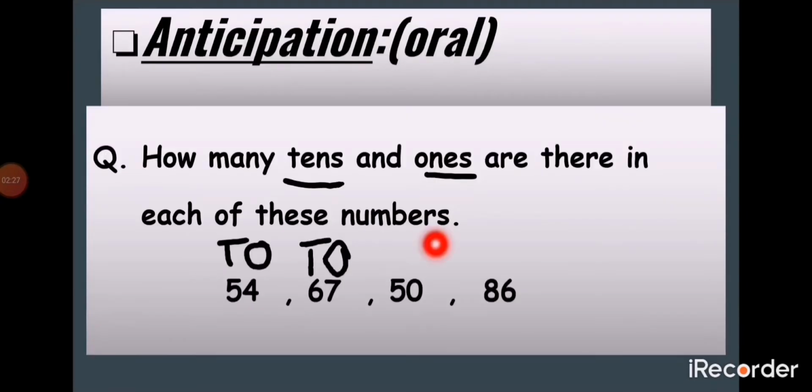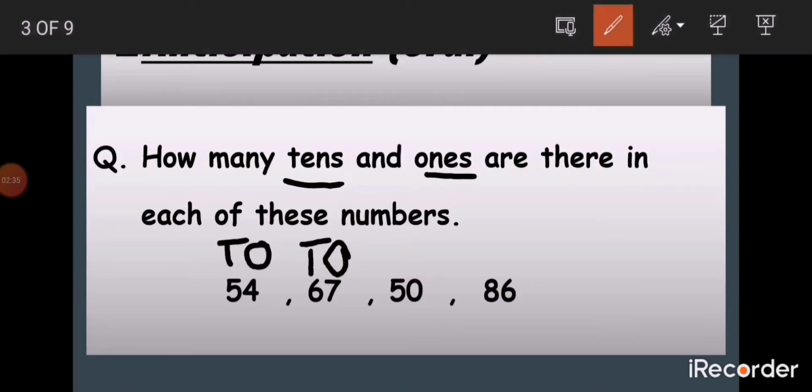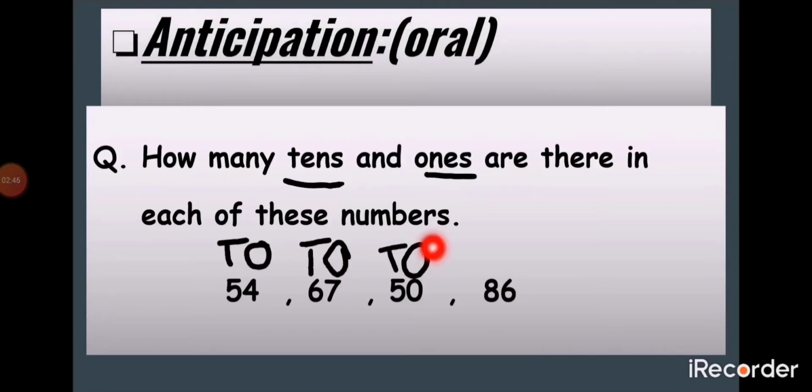Now the next number 50. Again put the value first to find out how many tens and ones in this number. So put O, capital O, on the first right side digit, that is 0. And put T on the second digit, that is 5 for tens. So in this number 50, there are 5 tens and 0 ones, or 0 ones and 5 tens.